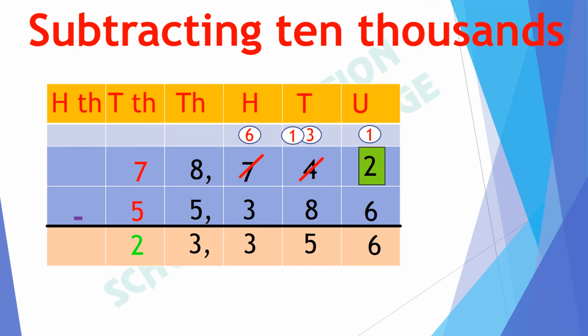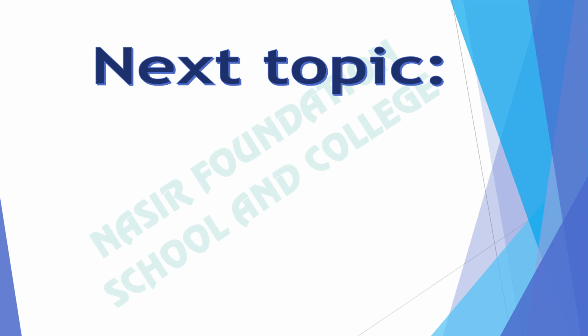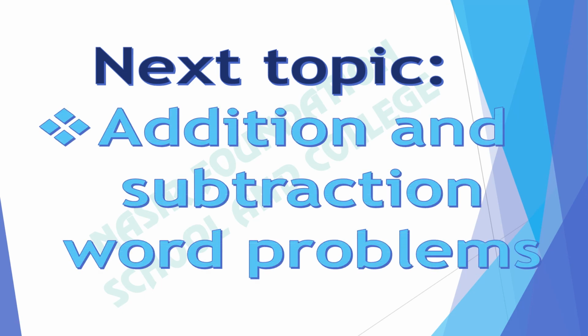The difference is 23,356 and the missing digit is 2. In this video we have discussed how to find the missing digit in subtraction. In the next video we will learn addition and subtraction word problems.